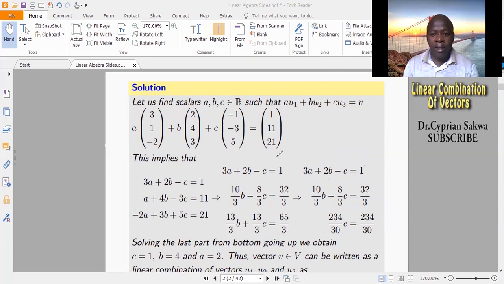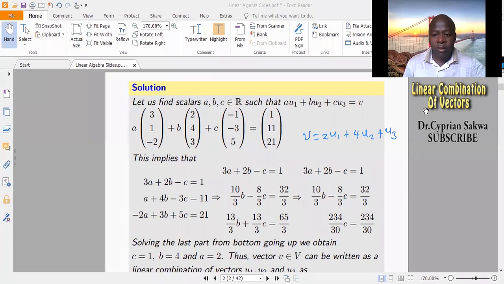Now, since our scalars exist, it means that the vector V can be written as a linear combination of U1, U2, U3. And when we do that, we find that V is equal to 2U1 plus 4U2 plus 1U3. So we've written V as a linear combination of the other vectors.